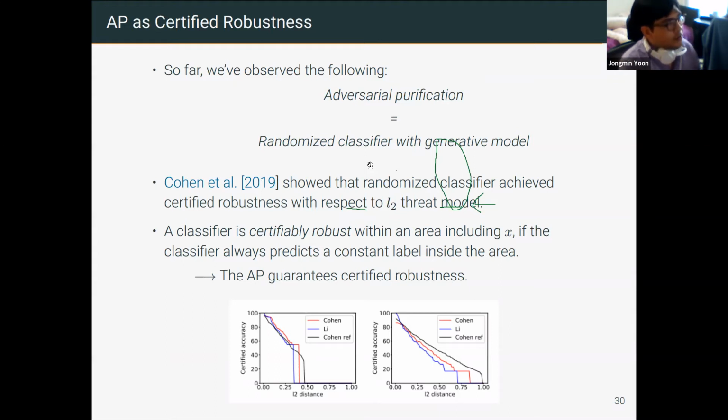The work by Cohen in ICML 2019 showed that a randomized classifier achieved certified robustness with respect to the L2 threat model. A classifier is certifiably robust within an area including X if the classifier always predicts a constant label inside the area, and the result doesn't change whatever attack is given in the same area. Then adversary purification is empirically shown to guarantee certified robustness at a similar rate to the randomized classifier of Cohen's work.